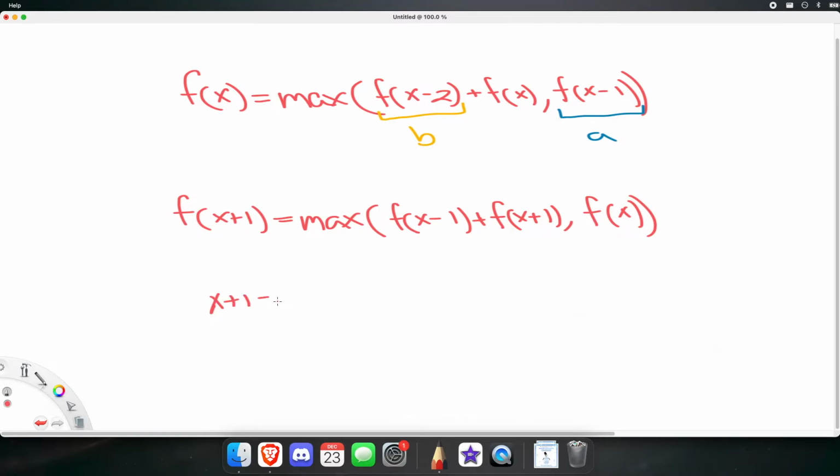F of x plus 1 minus 2, where it's exactly what we did here, minus 2, is just x minus 1. So that's why instead of minus 2 I have minus 1 here. And here, instead of having minus 1, x plus 1 minus 1 is just x. So don't be confused and don't think that this is a completely different equation. It's actually the exact same thing, but I'm just taking into account the new argument for this function.